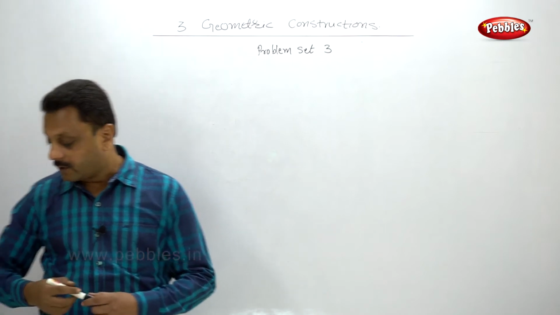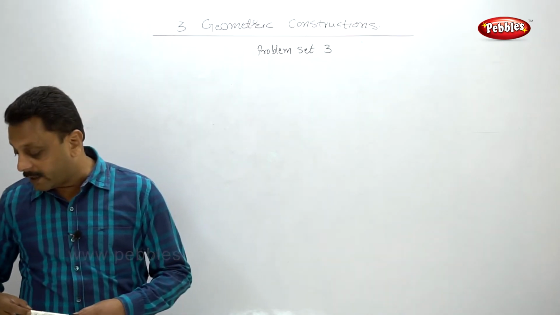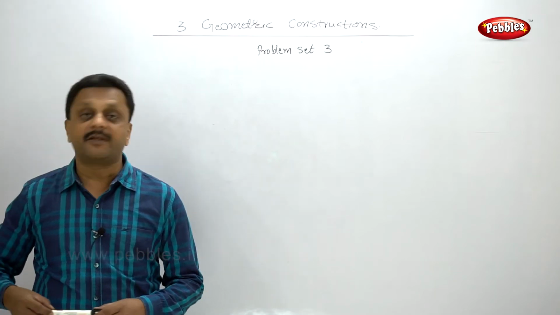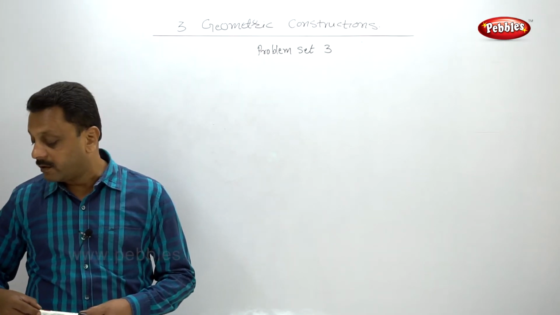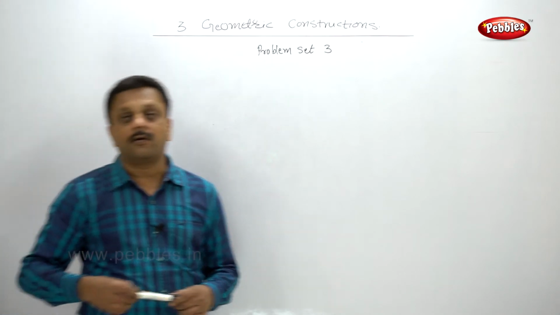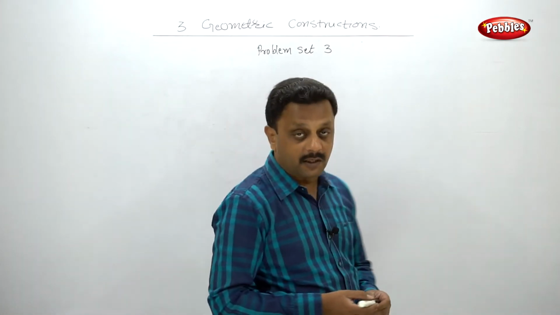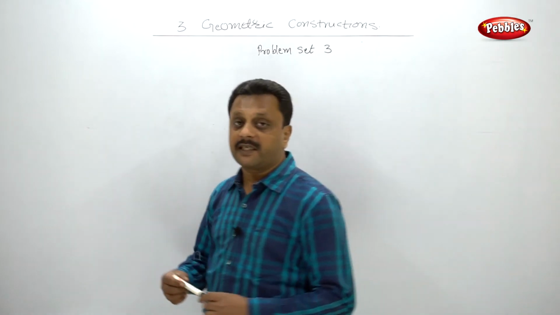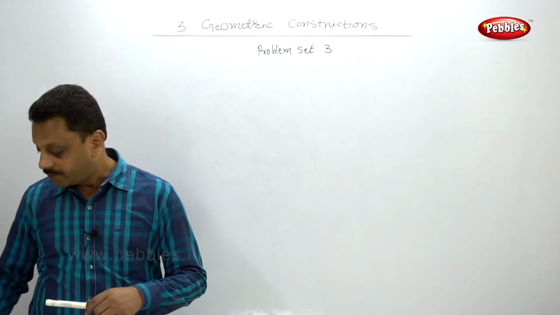Next, sixth, construct triangle LEM such that LE is 6, LM is 7.5 and angle LEM is 90 degrees. This is a right angle triangle. You can easily draw this and draw the circumcircle of this triangle. Circumcircle, that is, the perpendicular bisector of any two sides.